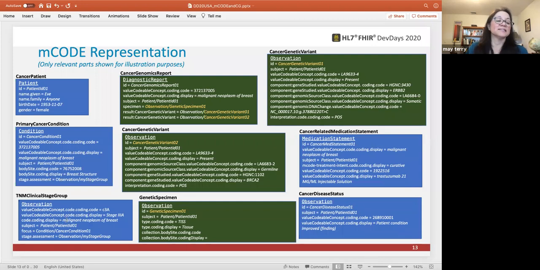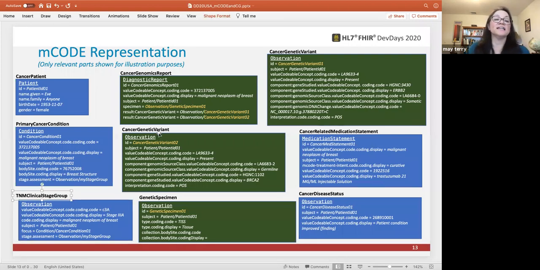As well as the clinical stage group, which we rely here using AJCC, and using the AJCC representation that you would find using their API, which tends to have, whether it's clinical or pathologic, pre-coordinated with the actual code, in this case 3A.